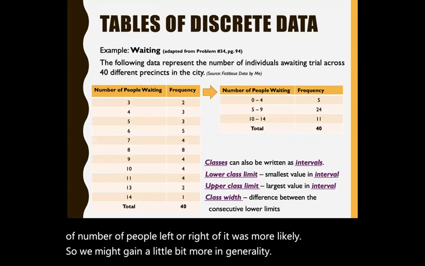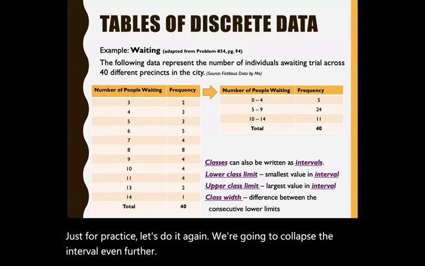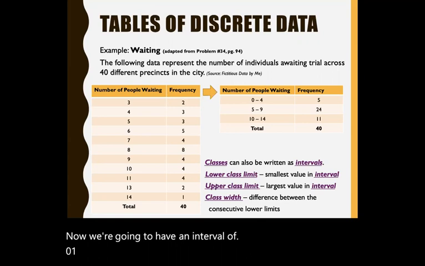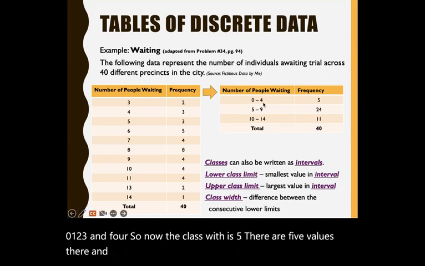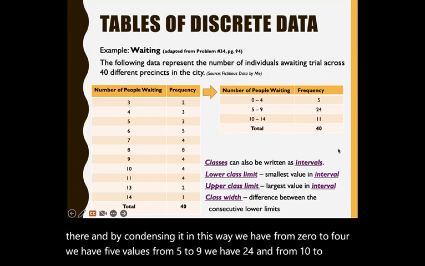Just for practice, let's do it again. We're going to collapse the interval even further. Now we're going to have an interval of 0, 1, 2, 3, and 4. So now the class width is 5. There are 5 values there. And by condensing it in this way, we have from 0 to 4, we have 5 values. From 5 to 9, we have 24. And from 10 to 14, we have 11.